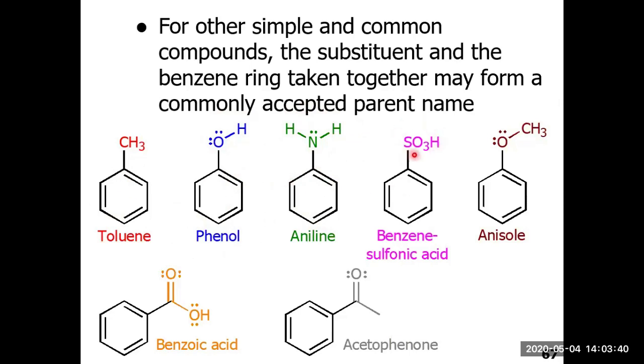Now, if you have a sulfonic acid attached to your benzene ring, then this is called benzene sulfonic acid. For this molecule, we have a methoxy group bonded to your benzene ring. The systematic name for this one is methoxybenzene, but the common name is anisole. In this molecule, we have a carboxylic acid attached to your benzene ring. The systematic name is benzene carboxylic acid, and the common name is benzoic acid.